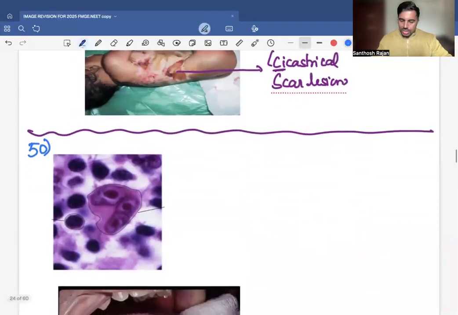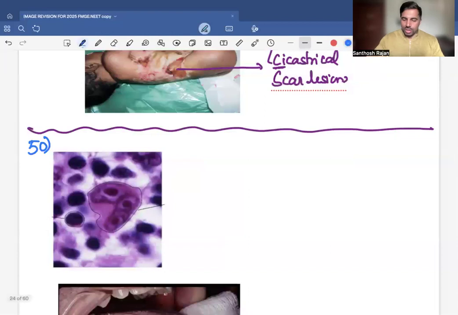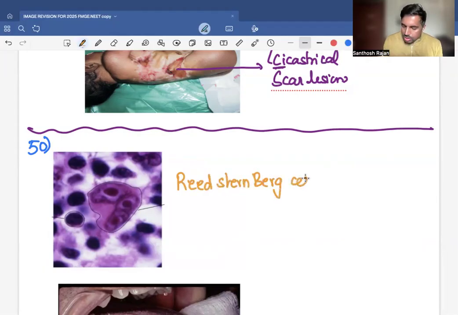So when you see this, what is the thing which you're getting? This is not an owl eye. Some people might say this is an owl eye, but not exactly like an owl eye. This is more a Reed-Sternberg cell. So that means, if you already know, we are talking about Hodgkin's lymphoma. This is all lymphocytes, monocytes, Hodgkin lymphoma.